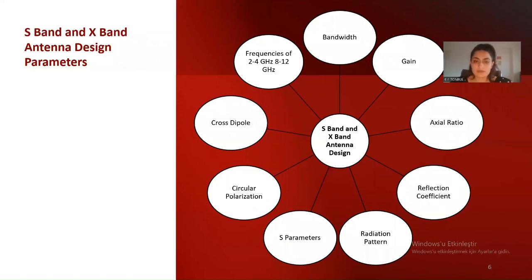In our project, we made S-band and X-band antenna design. First of all, we made a simulation with the CST program. Then we transformed the design into a physical product. You can see the parameters we used while designing the antenna. For example, bandwidth, gain, axial ratio, cross-dipole, reflection coefficient, radiation pattern.